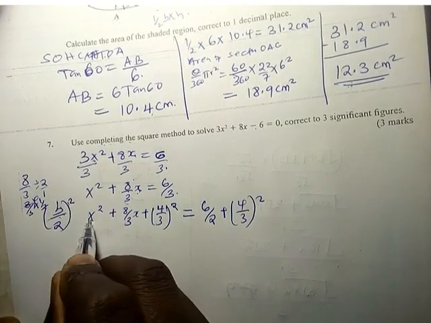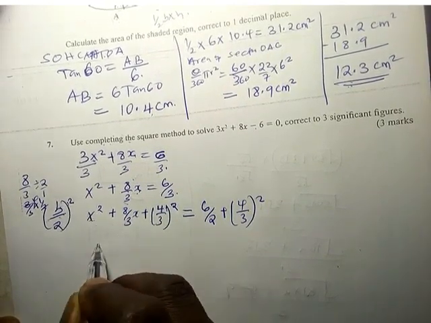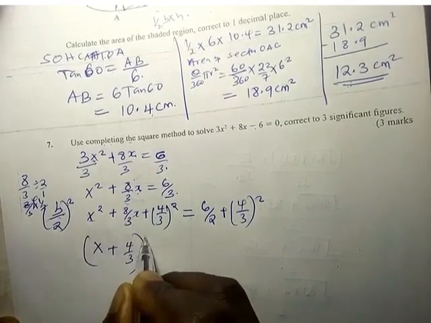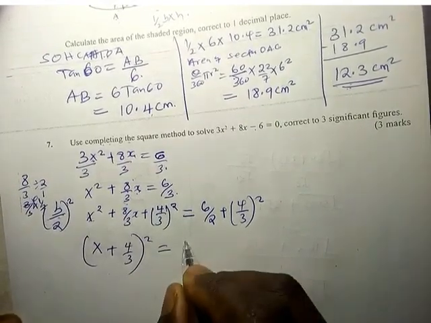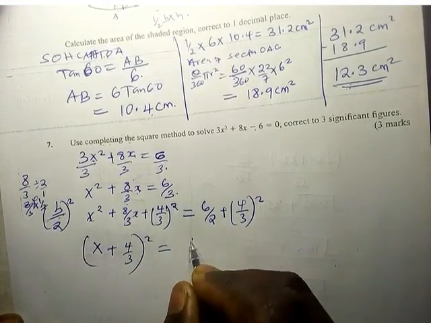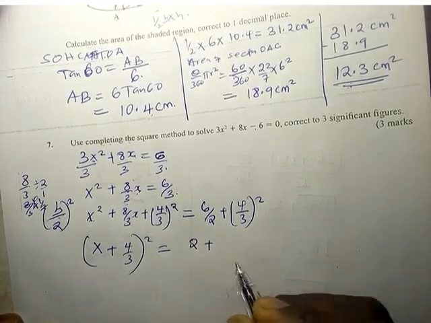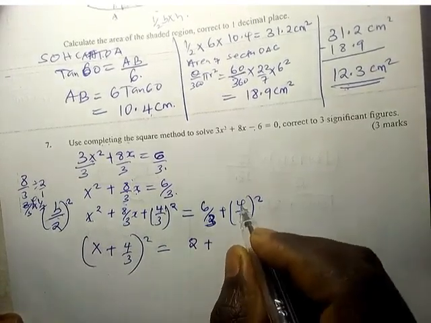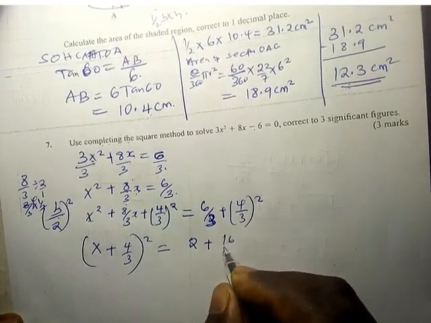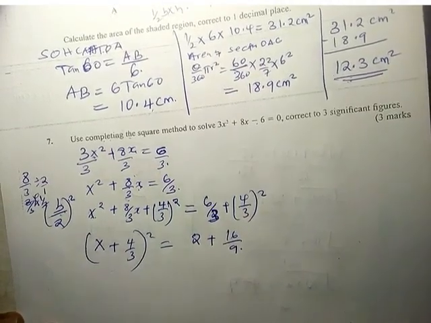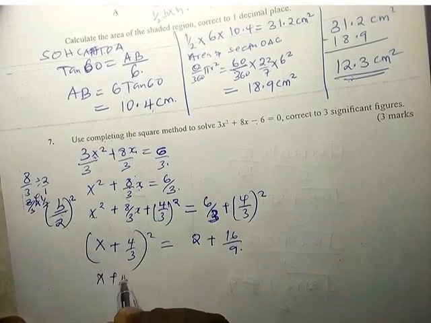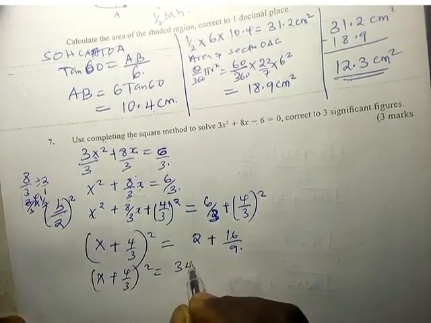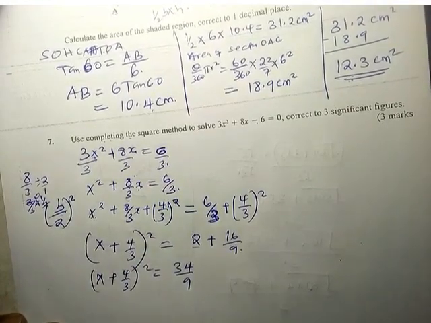Now we are going to pick one x here. That is now x plus 4 over 3 squared is equal to 6 over 3, which is actually 2, plus the square of this, which is 16 over 9. X plus 4 over 3 squared is equal to 34 over 9. When you add this one, it's going to be 34 over 9.